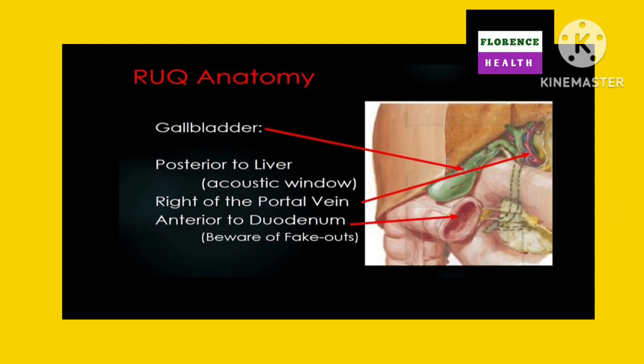So how can I differentiate between the gallbladder and the duodenum? Remember, the right portal vein will lead to the gallbladder neck, but there is no relation between the right portal vein and the duodenum.